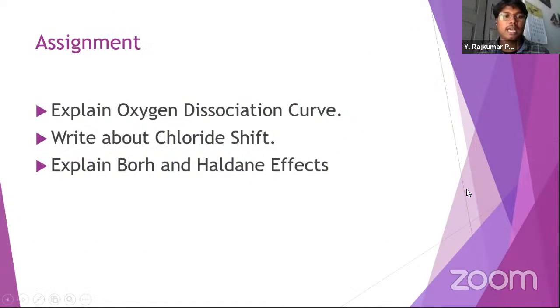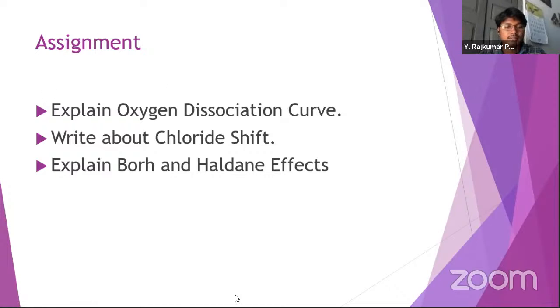Let's recapitulate what we have learned, and let's see some of the assignments also. In this class, we have studied transport of oxygen and transport of carbon dioxide, the oxygen dissociation curve, Bohr effect and Haldane effect, and also the chloride shift. We also learned about respiratory regulatory movements and occupational disorders.